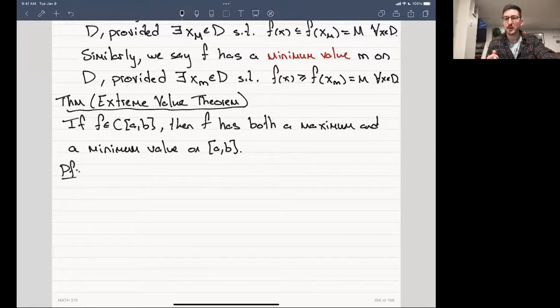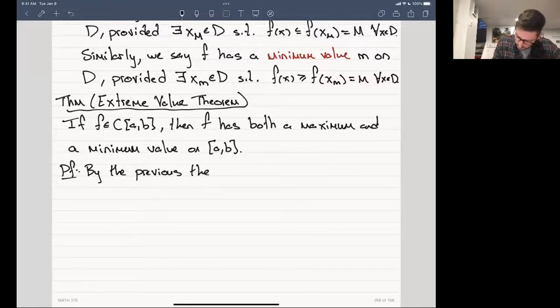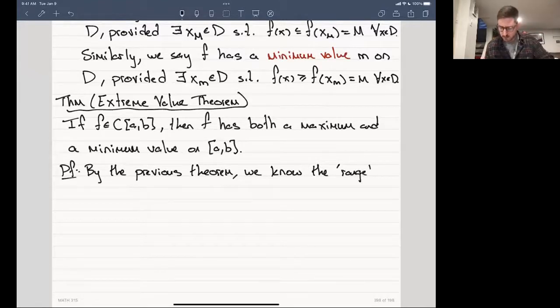It's going to use the Bolzano-Weierstrass theorem, which is very exciting. We love using the Bolzano-Weierstrass theorem. It's one of the most powerful theorems in all of analysis. So we know that this thing is bounded. So by the previous theorem, we know the range, in quotations. We haven't defined it, but again, you probably know what this means.